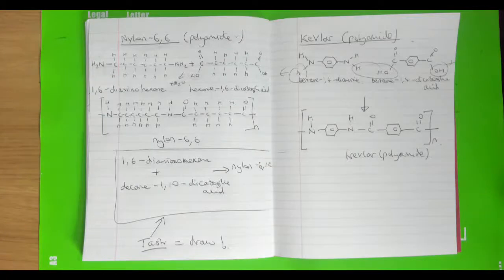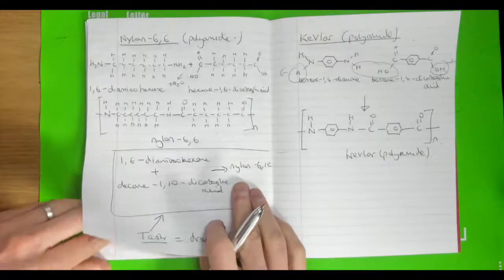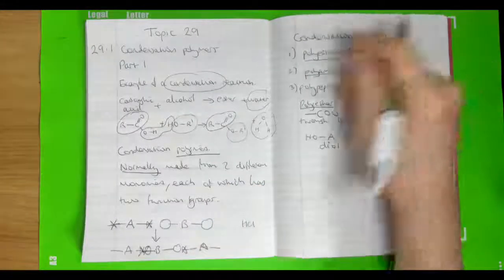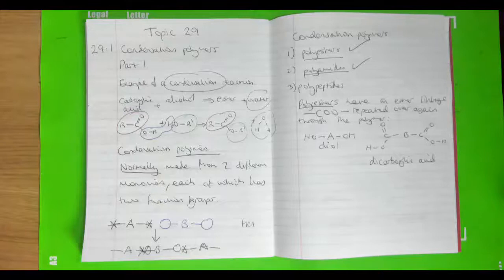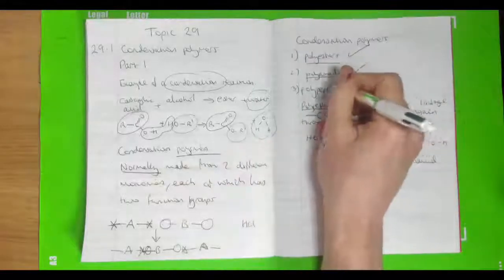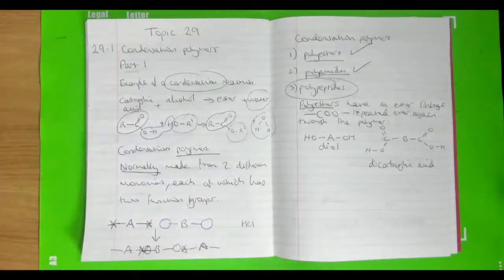So that is basically how you make Kevlar, nylon, and terylene as examples of polyesters and polyamides. Okay, so what we're going to do next time is look at how you make polypeptides. So in part 2, we're going to look at how we make polypeptides.